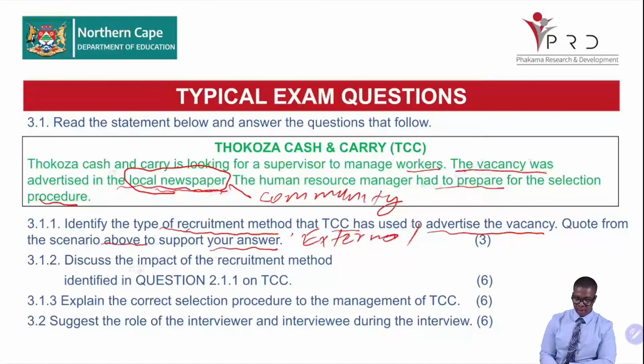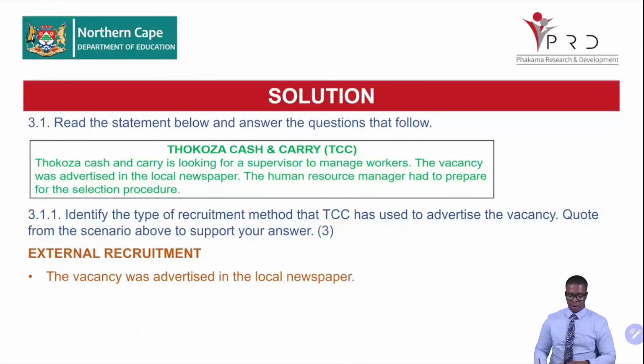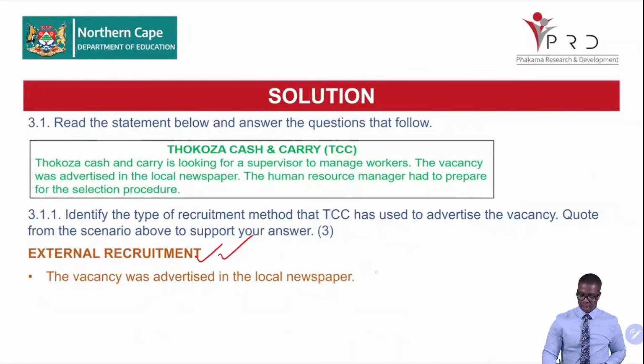Then discuss the impact of the recruitment method. There you are expected to discuss the method of recruitment, but what are you discussing? You are discussing the advantages and disadvantages. Thereafter, explain the correct selection procedure for the management of TCC, then suggest the role of the interviewer and interviewee during the interview. Now, the answer, as I said, is external recruitment, correct, 1 mark for motivation.